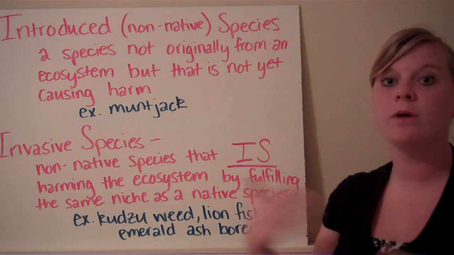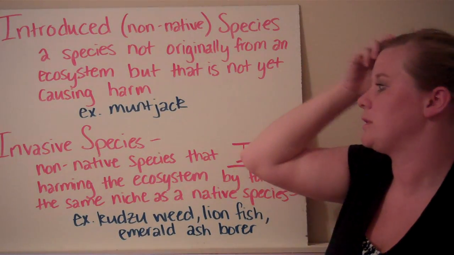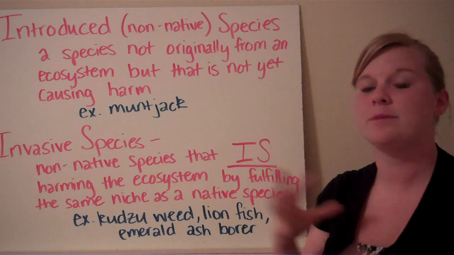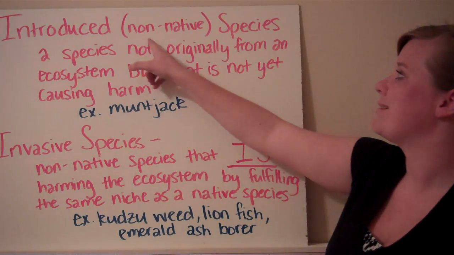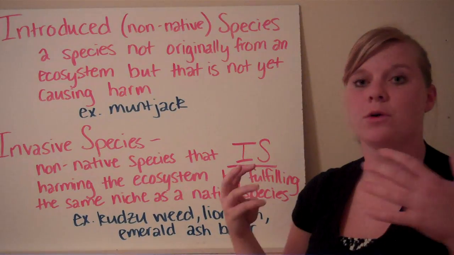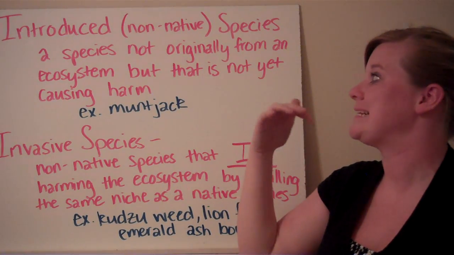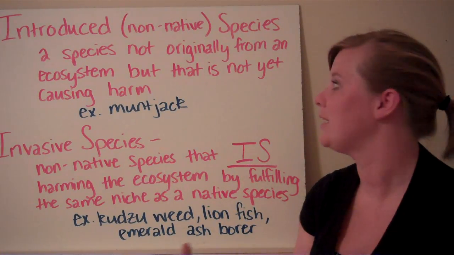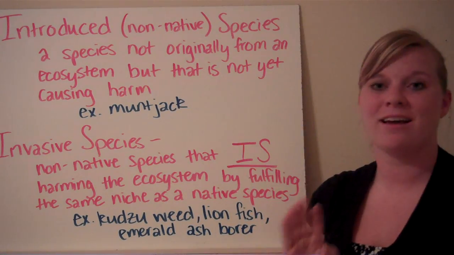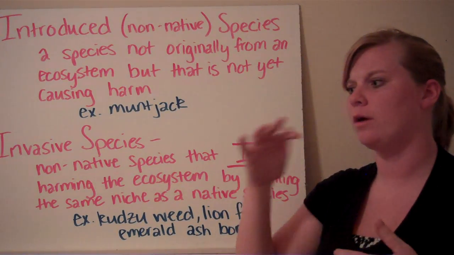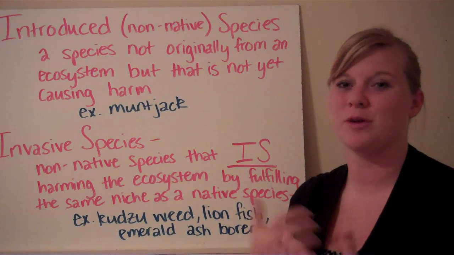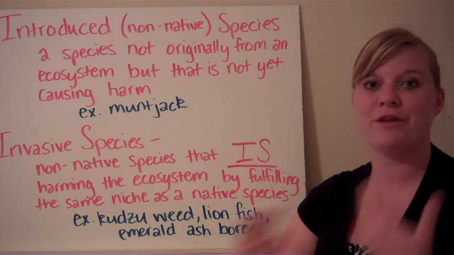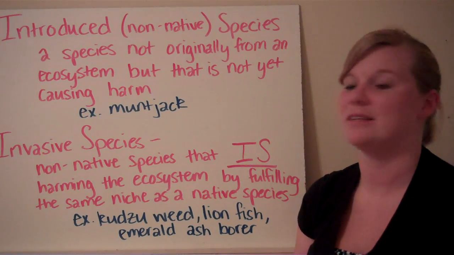All right, so we have two other really special types of species within an ecosystem. Now, these tend to be a little more problematic. So our first would be our introduced or our non-native species. An introduced species is a species that is not originally from an ecosystem, but that is not yet causing harm. So they've come over, they're not native here, this isn't their natural ecosystem or habitat, but they're not really interfering with that natural ecosystem at this point.